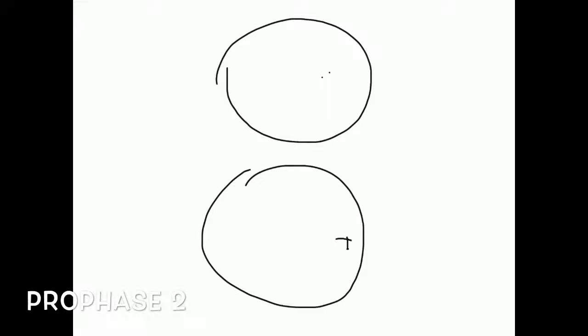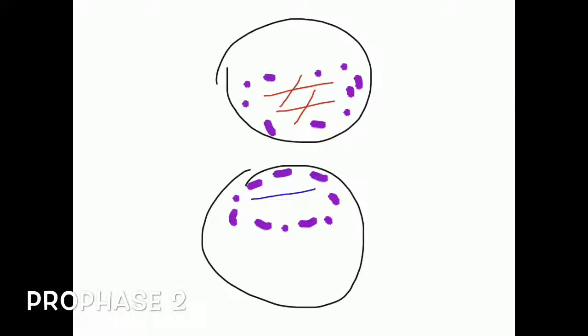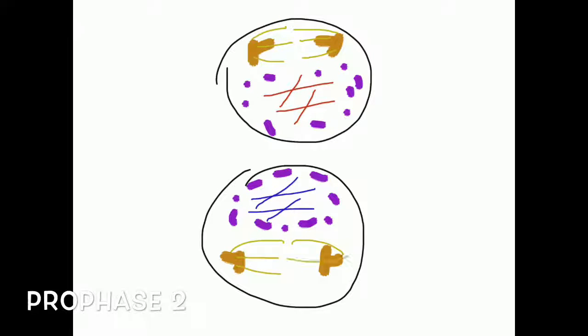Prophase 2 is a similar process to prophase 1. The nuclear membrane will start to break down and then chromosomes will condense. And centrosomes will appear and go to the opposite ends of the pole, and then the spindle fibers will connect to the kinetochores of the chromosomes.